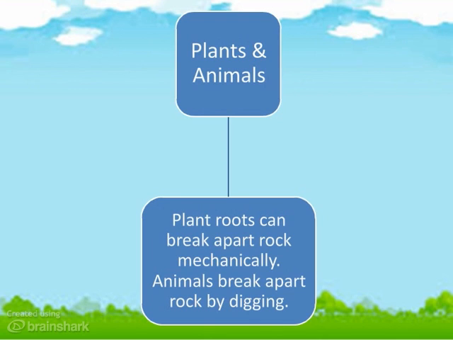A third kind of mechanical weathering is by plants and animals. Believe it or not, plant roots can actually break apart rocks, as well as animals when they dig and burrow underground.